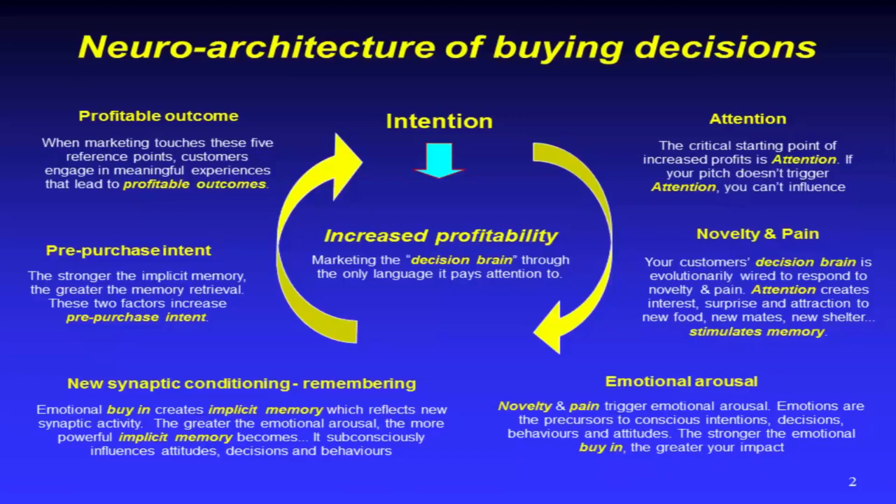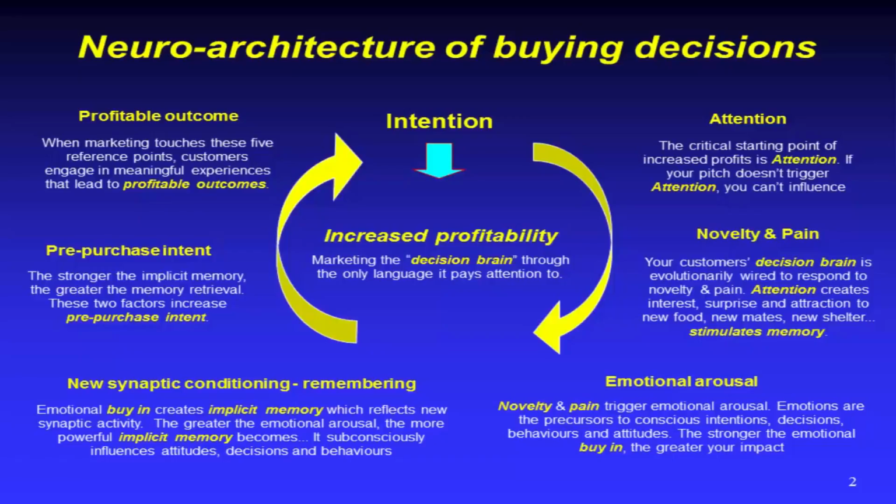We've got to use things like novelty and discomfort. We've got to really tap into that brain so that we can get it emotionally aroused and buying into the messages that you're conveying. Because unless that emotional arousal takes place, then new synaptic conditioning won't happen, which, in other words, means the brain won't remember. And if the brain doesn't remember, then you lessen your chances of making a purchase. But the more new synaptic conditioning that you get, you start to develop this thing called pre-purchase intent, which means that the decision is already made to accept you, and that's going to lead to profitable outcomes.